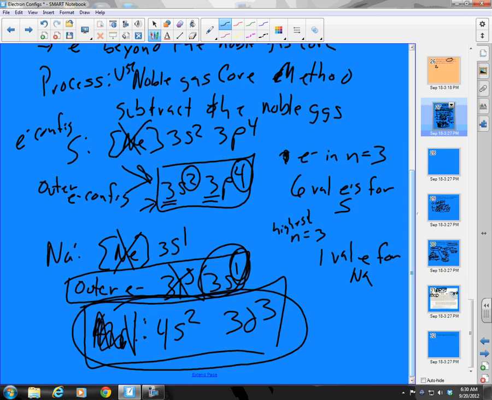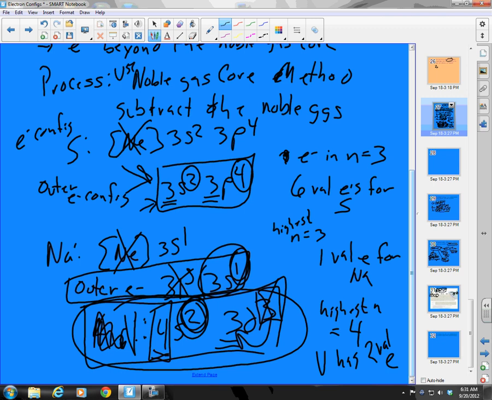Now, what's my highest N? I have a 4 here and a 3 here. My highest N is equal to what? 4. Now, how many electrons do I have in that 4th level? I have 2. Do these 3 count? No. They are in the 3rd level, so they are not at the highest energy level. The highest energy level is 4. I only have 2 electrons. That means vanadium has 2 valence electrons. Got it? That's not hard.